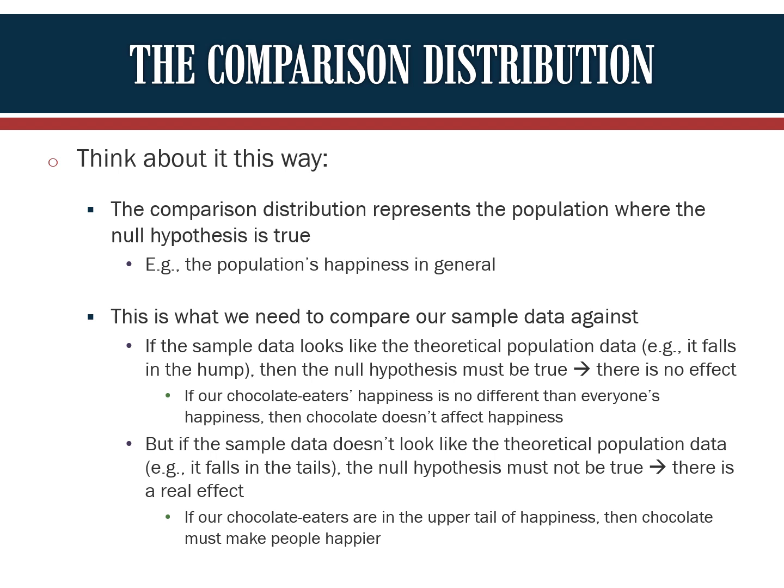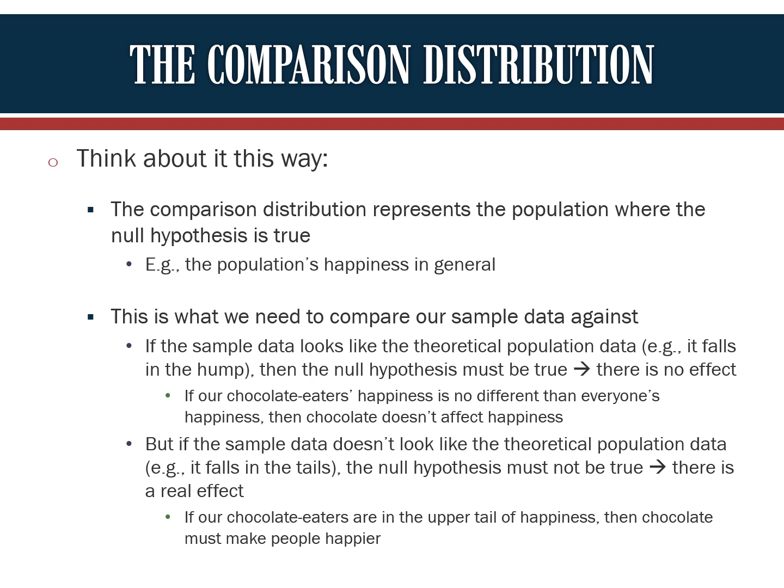So ultimately, that's what we're doing here, right? We're deciding, is the null hypothesis true? Does our sample look like everybody else in this theoretical comparison distribution, in which case the null is true? Or does our sample not look like everybody else? It's falling in the tails in those rare unlikely scores, in which case the null hypothesis is not true. There must be a real effect.